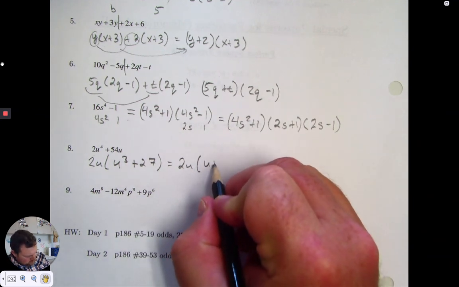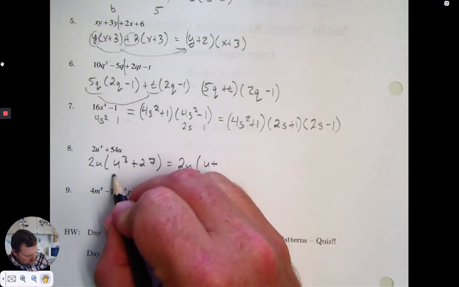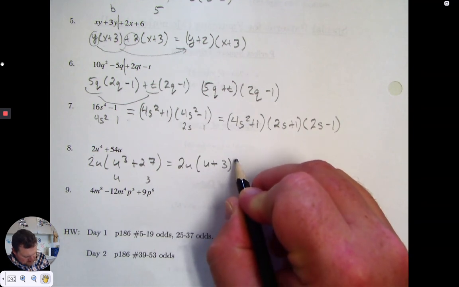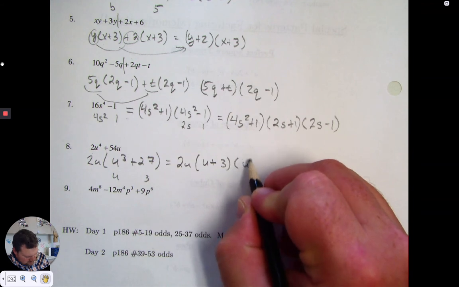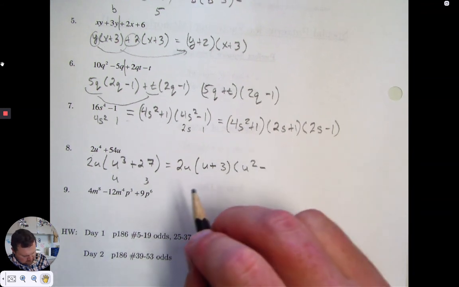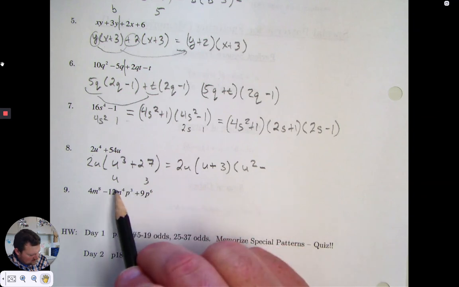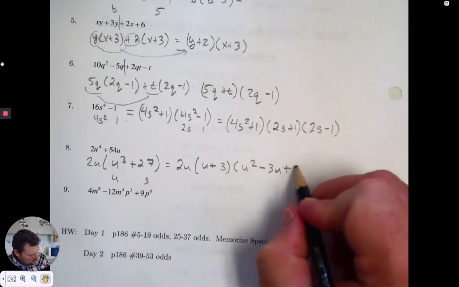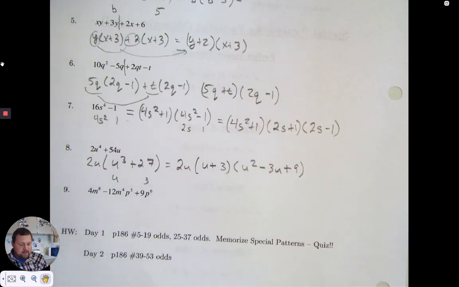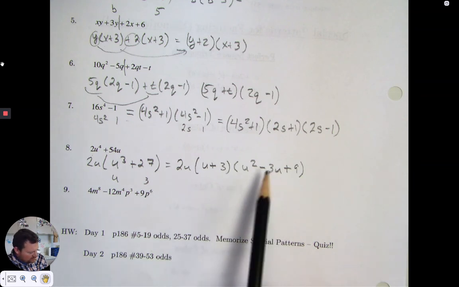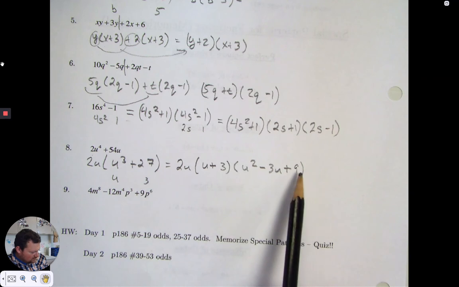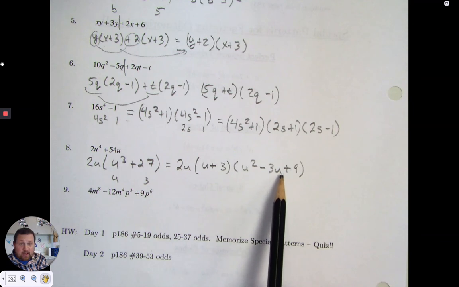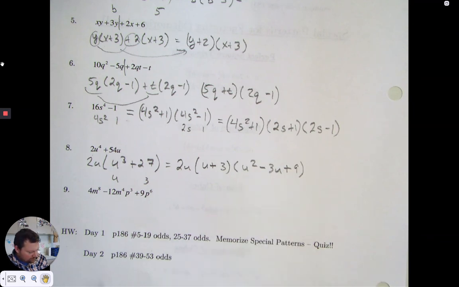So this is my first term u, because the cube root of this is u, the cube root of this is 3. So this is going to be u plus 3 times u squared minus a times b. So a times b would be u times 3, or 3u, and then plus our b squared, so 3 squared, which is 9. And then we look at that and we can say, okay, that's a perfect square, that's a perfect square, but this we can't get. We can't go from minus to plus with perfect squares.